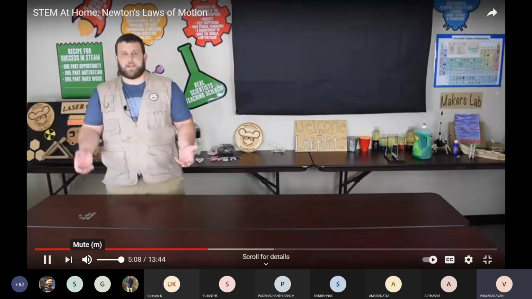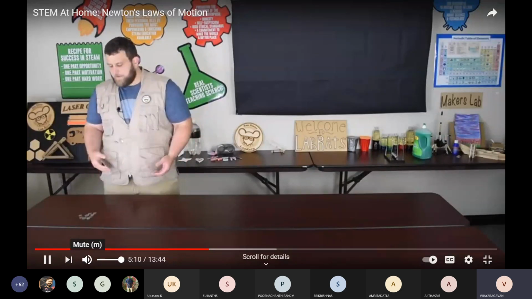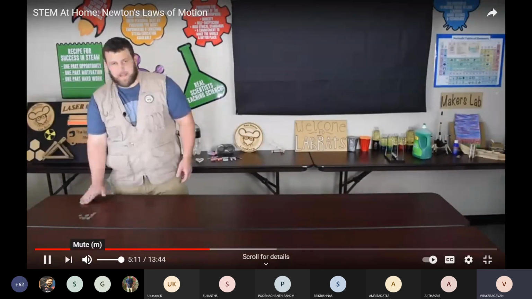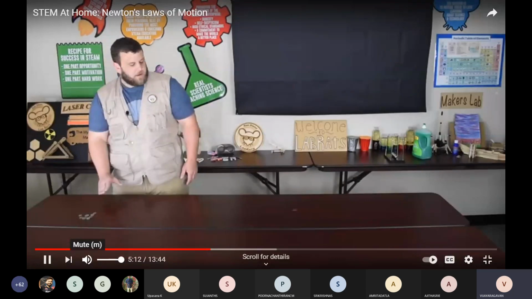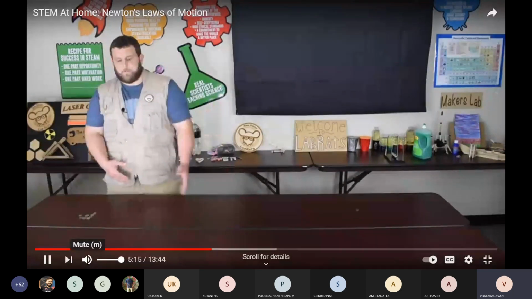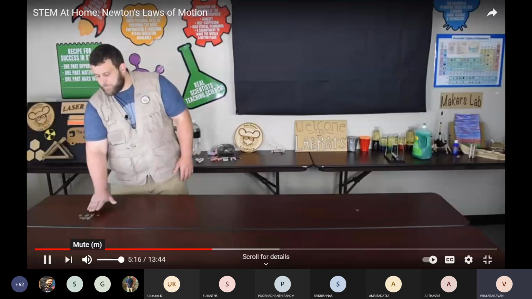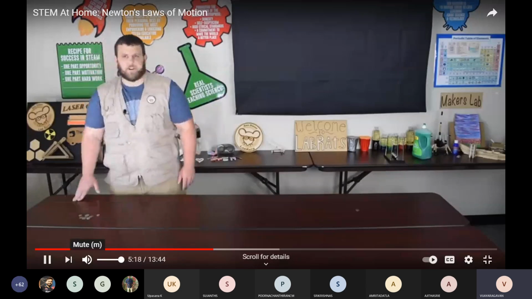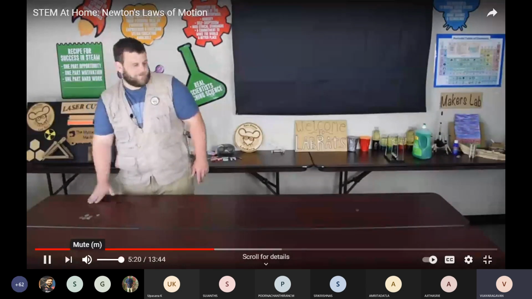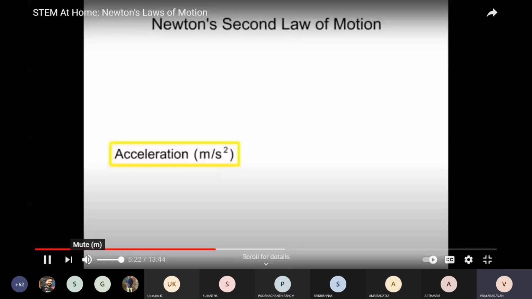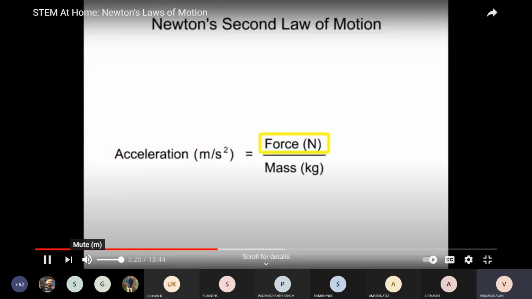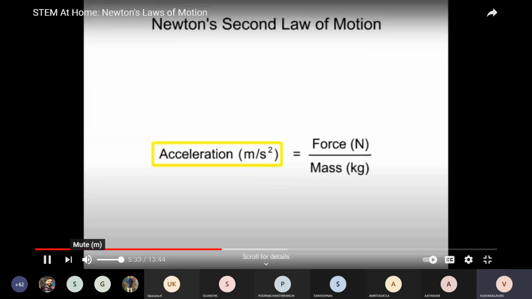Mathematically stated, a moving object's acceleration equals the net force acting upon the object divided by the mass of the object. This equation dictates that acceleration is directly proportional to force and inversely proportional to mass. When force increases, acceleration increases. And when mass increases, acceleration decreases.